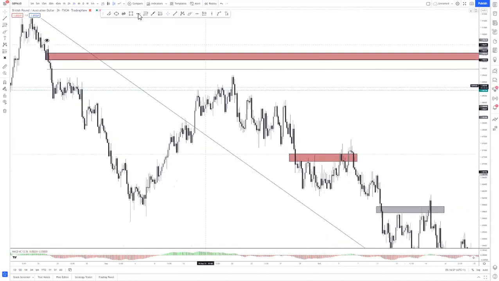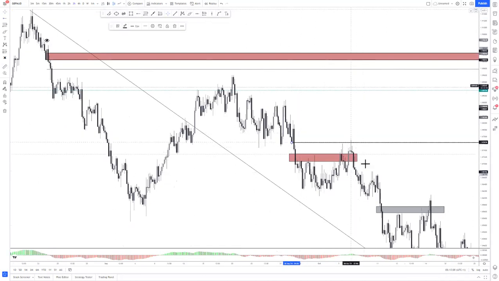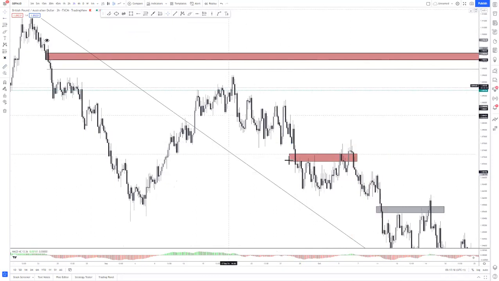Look at how price came to the opening of that order block. Just very clean. After mitigating the order block, price dropped how many pips? Price dropped a whole lot of pips. So you could see how the order block and the liquidity concept works.